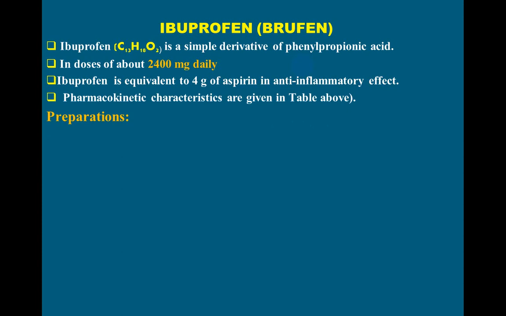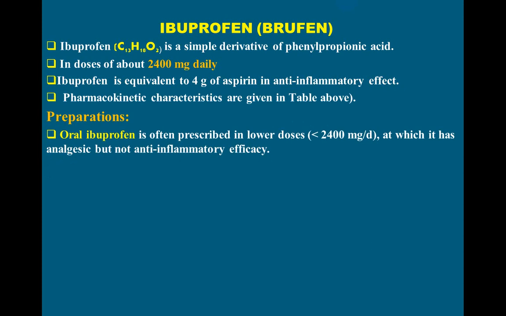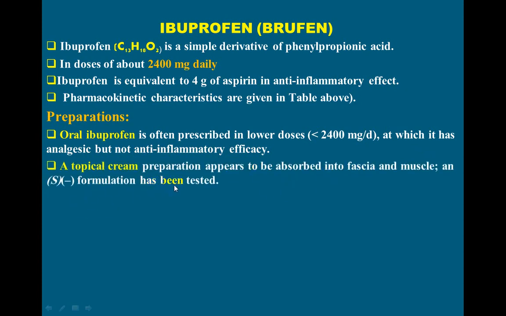Pharmacokinetics, as mentioned in the previous lectures. How many preparations for profen? We have oral ibuprofen, often prescribed in lower doses, less than 2,400 mg per day, at which it has analgesic but not anti-inflammatory efficacy. So the first preparation is oral profen. Second, topical creams appear to be absorbed into fascia and muscle, and a formulation has been tested.